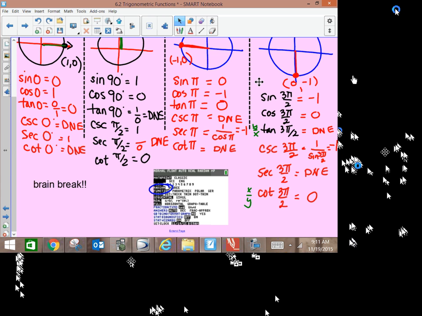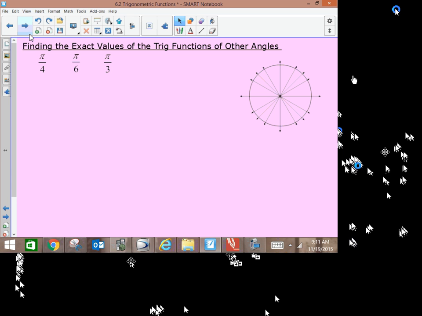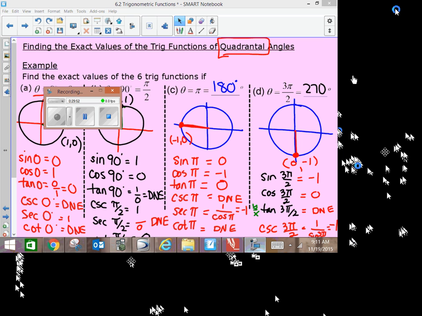Okay, so yes, we have more to do, but basically, here's where we're going to start with our special right triangles and then get into all that. We're going to get into some special things. But for now, don't forget to drop your point. Oh, yes, thank you.